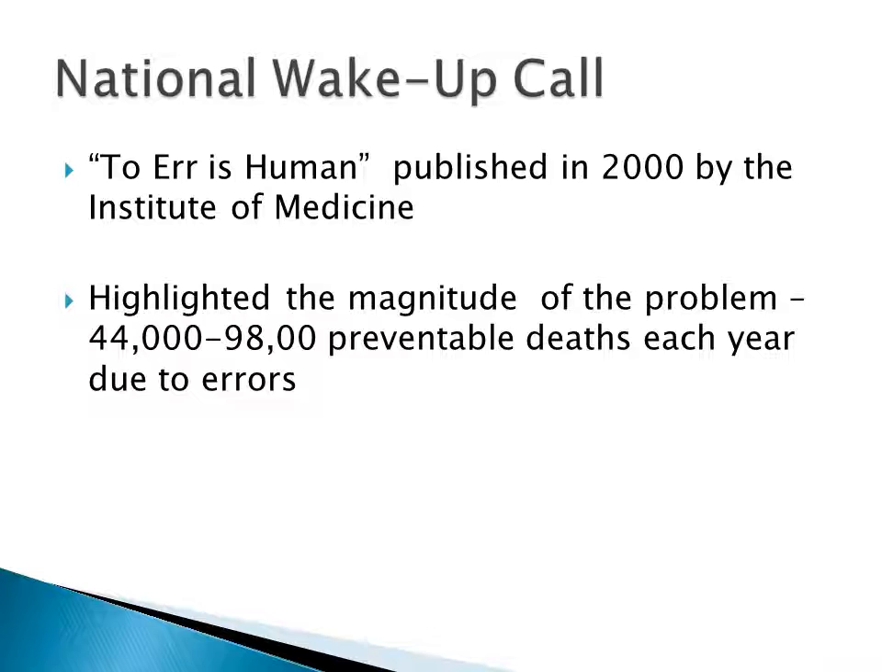In the year 2000, the Institute of Medicine published a book called To Err is Human, which was really the beginning of the contemporary quality and safety movement. The book was a national wake-up call and highlighted the magnitude of the problem of errors in this country and identified that as best they could estimate, between 44,000 and 98,000 preventable deaths occurred every year due to errors.